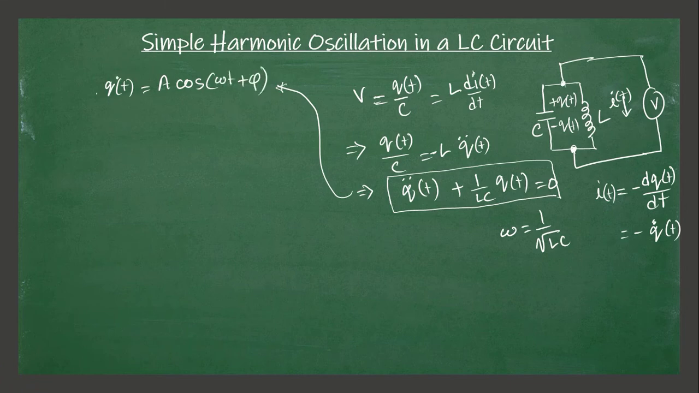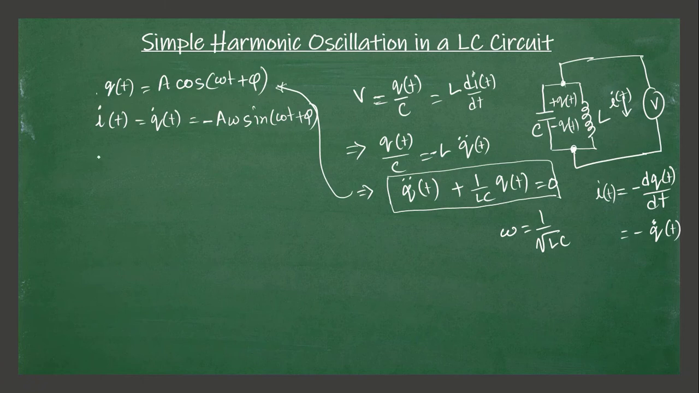Now this is Q. Then what is current I? Well, current I is just Q dot, right? The rate of change of charge with time. So we'll have here A omega times minus sine of omega t plus phi. Now you can see from here that current and charge are 90 degrees out of phase with respect to each other. You see the cosine term here and the sine here.